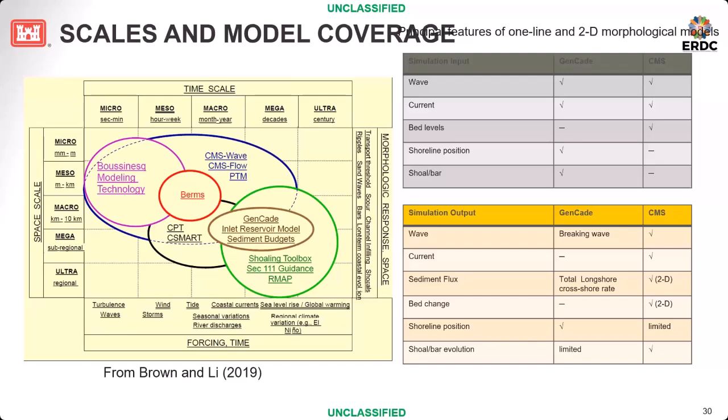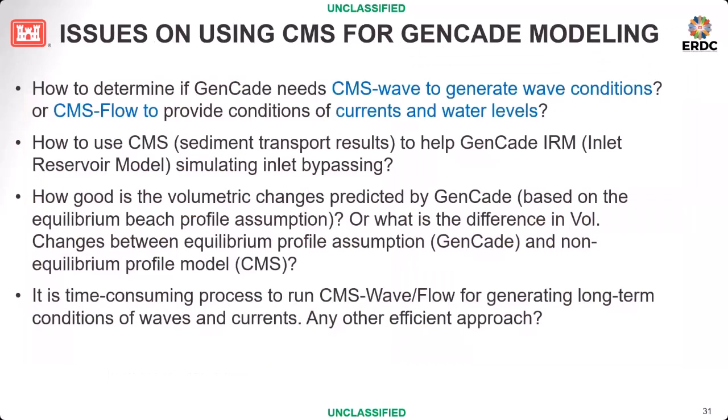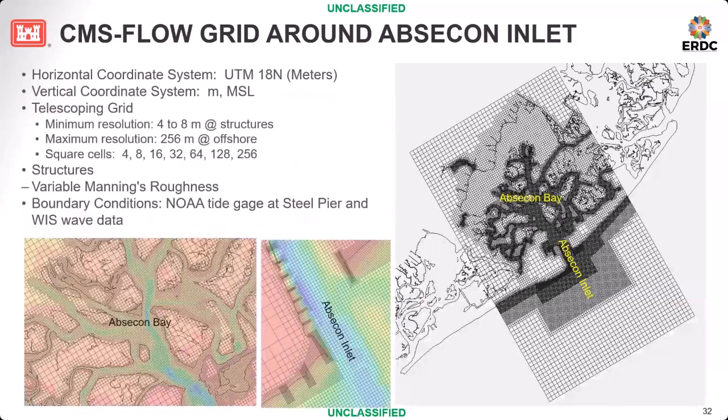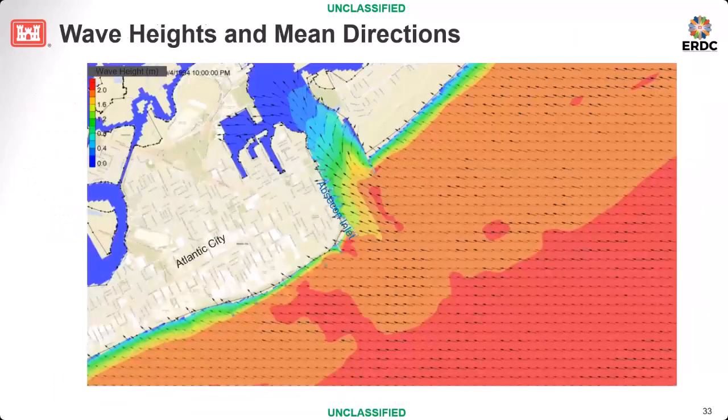And so we can use wave information from the same multi-dimensional model to have a better longshore variability of waves, and also can have mean currents input to the GenCade. In this study, in fact, we have two teams, two groups. One is running Shoreline, another running CMS. We developed a CMS model that can simulate wave.